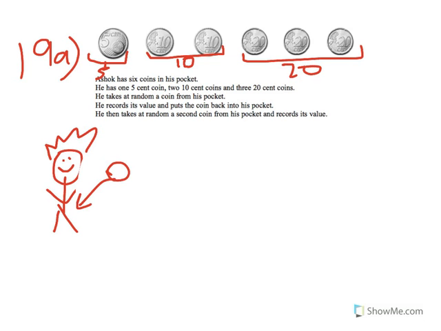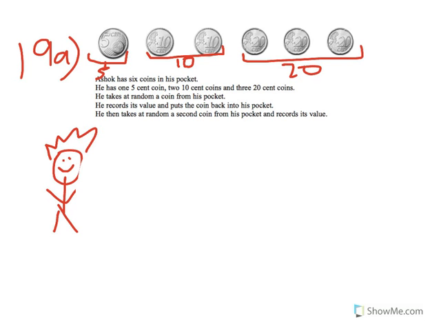He then takes a second coin and records its value. So he takes a coin twice and replaces it each time, so there's always the same number of coins in his pocket. So for 19A, you have to calculate the probability that he takes two 20-cent coins.